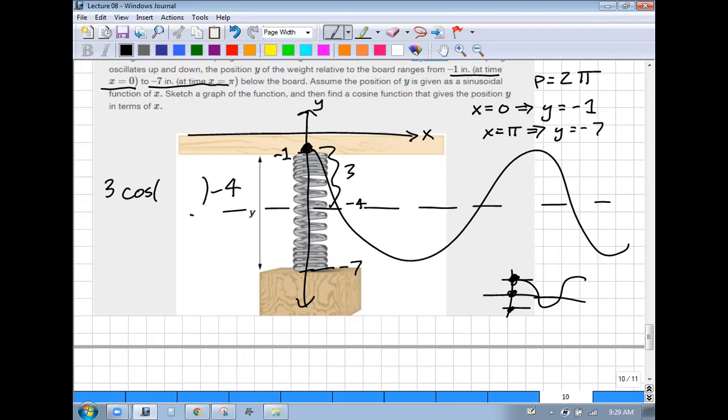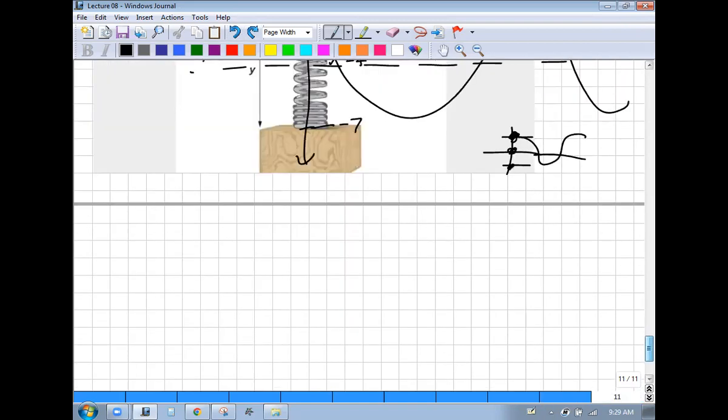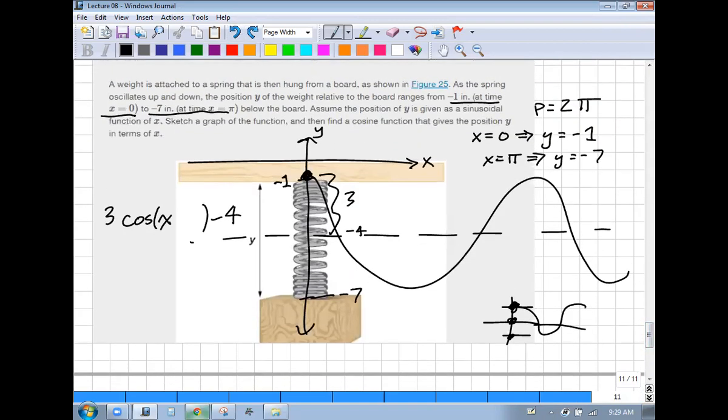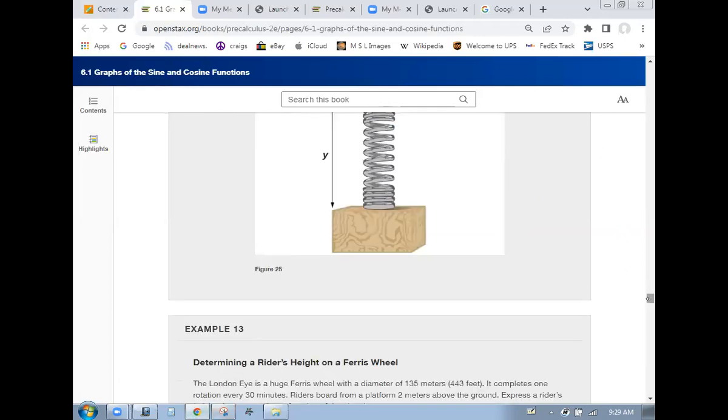So that means we don't have to do anything. We don't have to multiply this by anything, as far as I could tell. And since we used cosine, we shouldn't have to shift this. All right, that's my best guess at 9:30 in the morning for this one. Let's look at their solution and see how close we came.